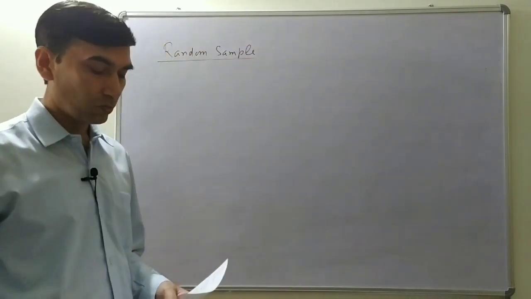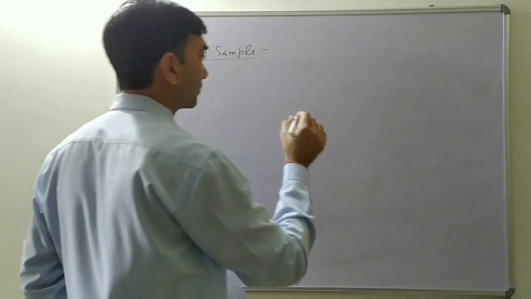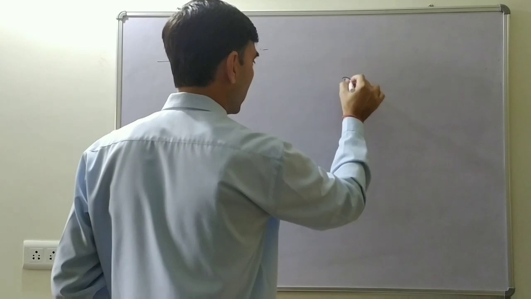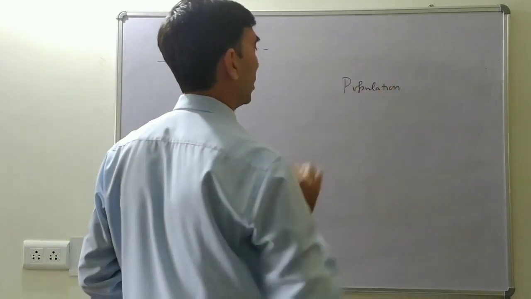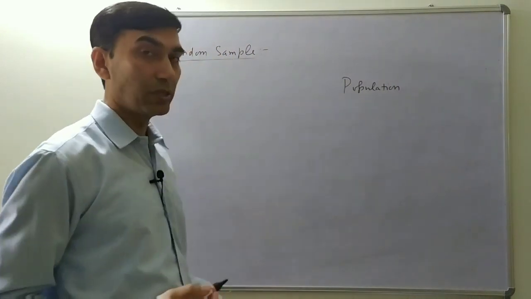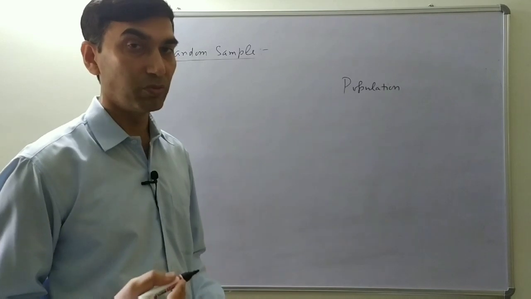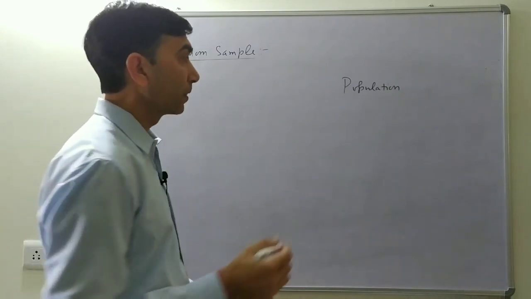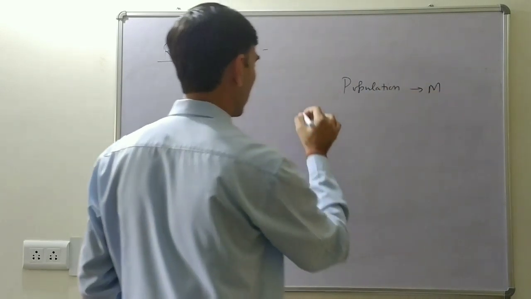So now let's understand what a random sample is statistically. Suppose we have a population and we are interested in studying a particular property of the population that is possessed by each member of the population. Let's say M denotes a general member of the population.